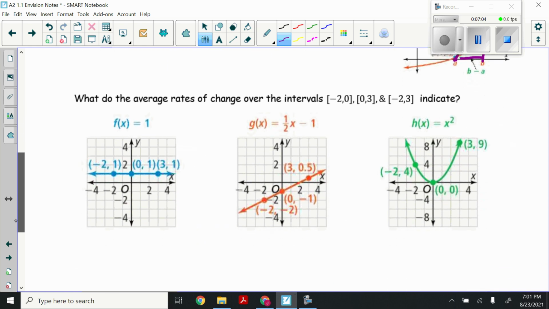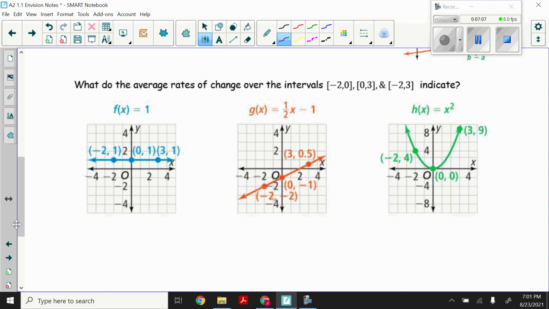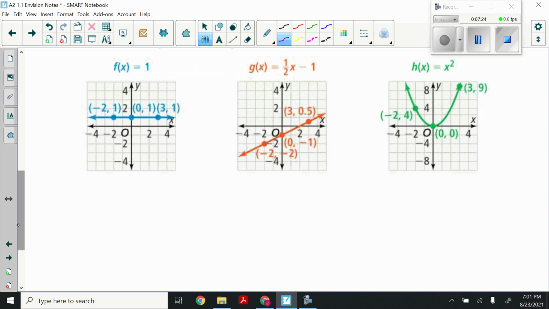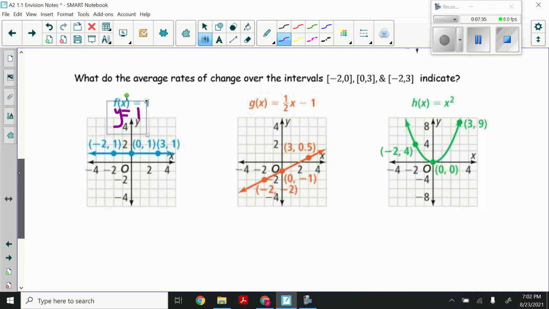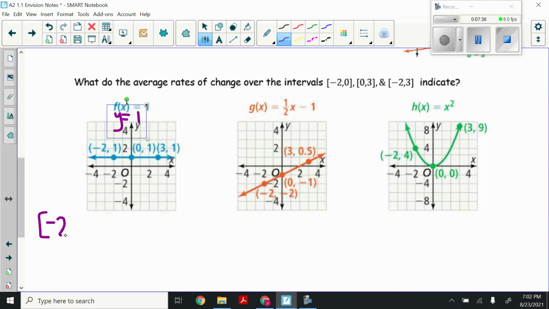All right, so down here, what do the average rates of change over the intervals -2 to 0, 0 to 3, and -2 to 3 indicate? Okay, so we're going to start with this first one. We have 3 different problems for each of these. So for this first one, they tell me that the function is f of x equals 1. So this is the same thing as saying y equals 1. This is the horizontal line, y equals 1. So first, we're going to do the interval from -2 to 0. And remember, intervals are x values that they give to me.